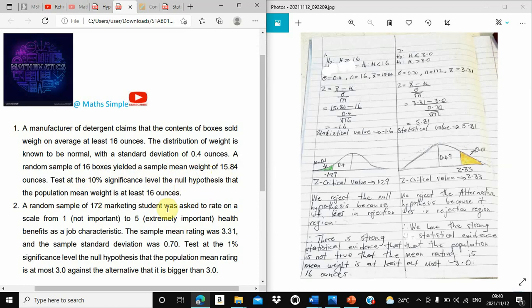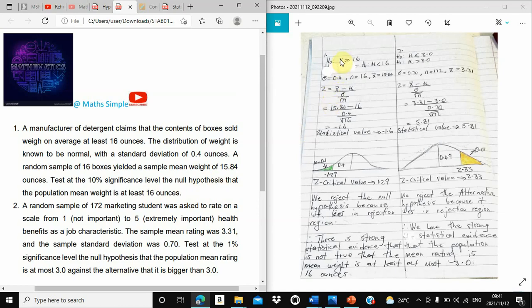In this information, for us to see that we are dealing with a one tail test, from this statement we said that the average is at least 16. Wherever you see at least or at most or less than or greater than, you know that you are dealing with a one tail test. From there, they said that we must test at the 10% significance level the null hypothesis that the population mean weight is at least 16 ounces. Is it true that our weight is at least 16 ounces? So first we have to test whether this null hypothesis is acceptable or not.